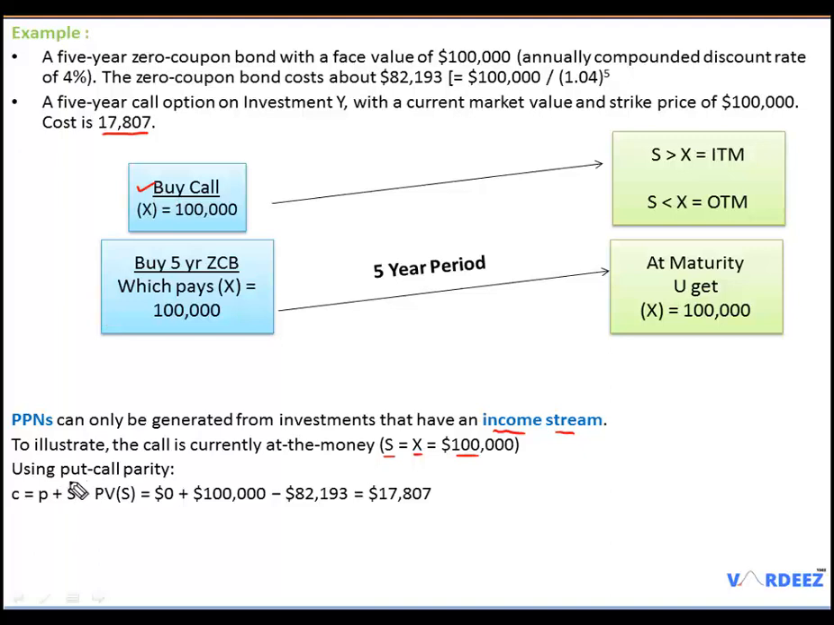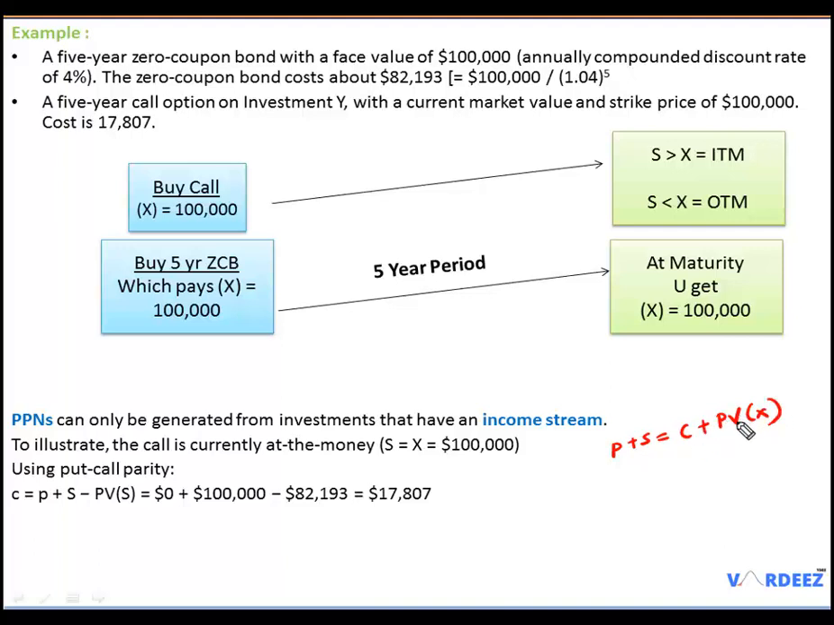Now we're going to be using the put-call parity, and we're going to explain what we mean by the PPN having the income stream. The main question is: should we create a PPN or should we not? That is the main question. So this is the put-call parity: P plus the stock price is equal to C plus the present value of X.